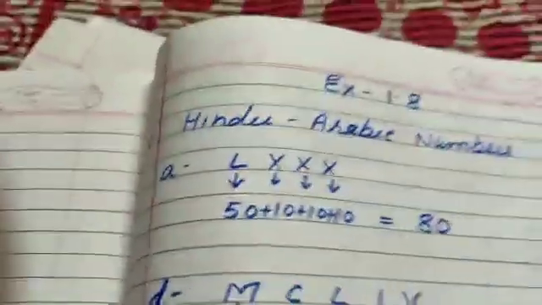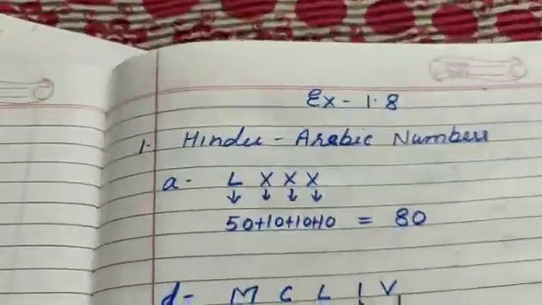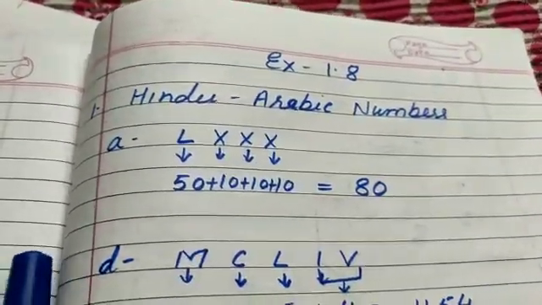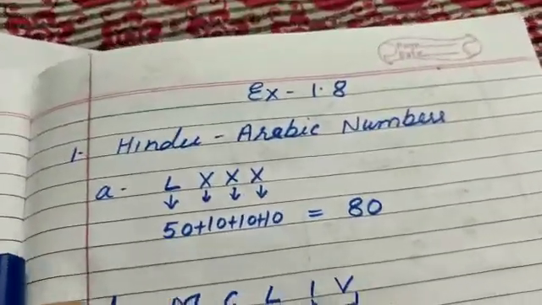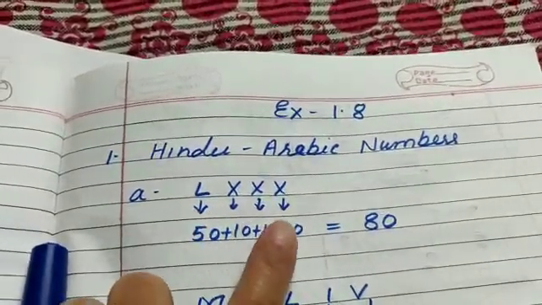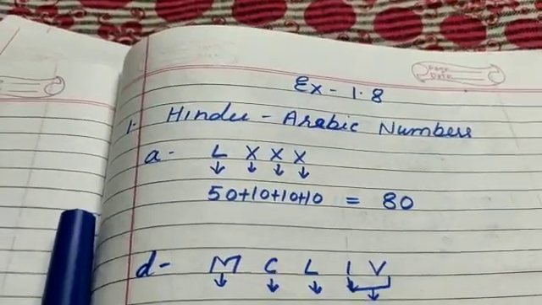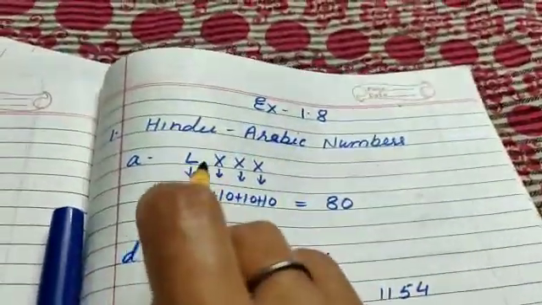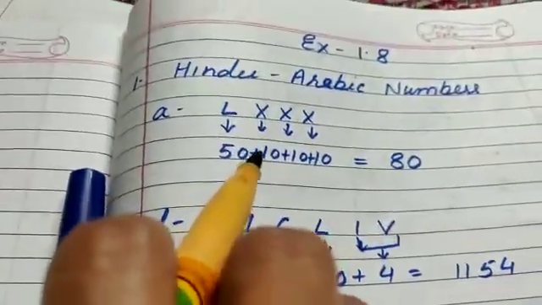Now here is the exercise 1.8. Question number 1. Write the numbers in Hindu Arabic numbers. So here is a number, LXXX. You have to write this Roman numeral in Hindu Arabic numbers.